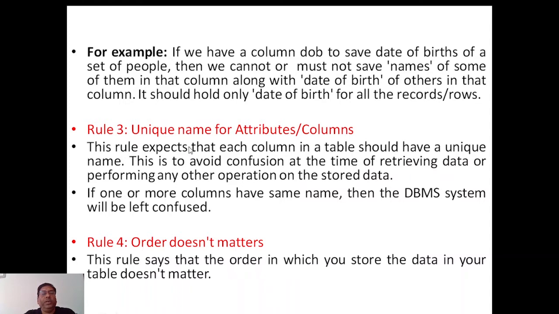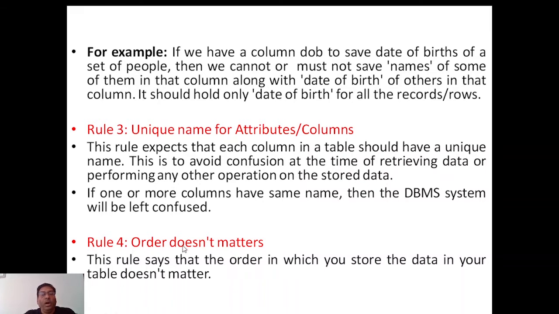Rule 3 says unique names for attributes or columns. Whenever you create any table, you should see that all the attributes have a unique name. Otherwise, it leads to confusion while you try to retrieve or perform operations on the database, and it will leave our DBMS in a confused state. So we need to take care that every attribute goes with a different name.